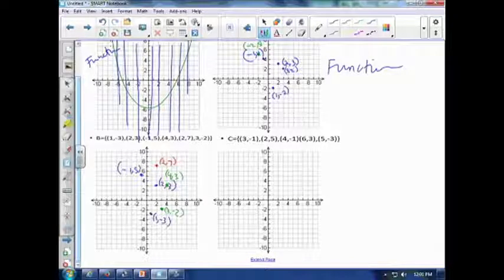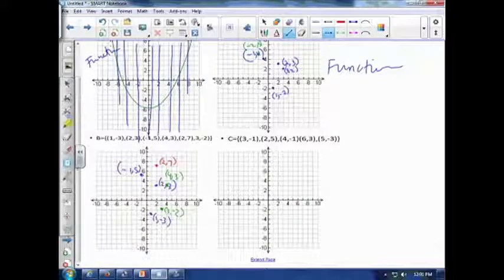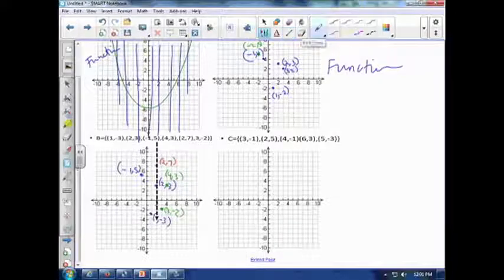As you look at this one, you see that if you draw a vertical line, it will go through two points, the 2 and 7 and the 2 and 3. The vertical line passes through both of them, so we know that this is not a function.